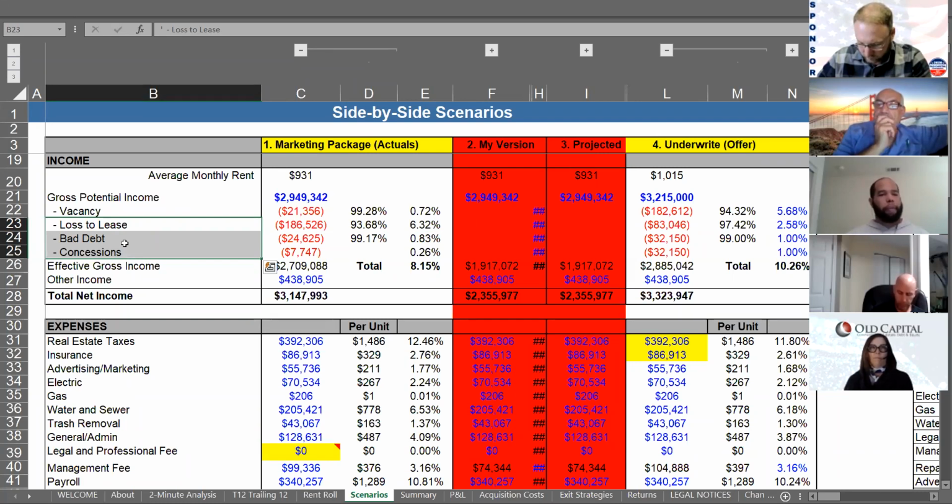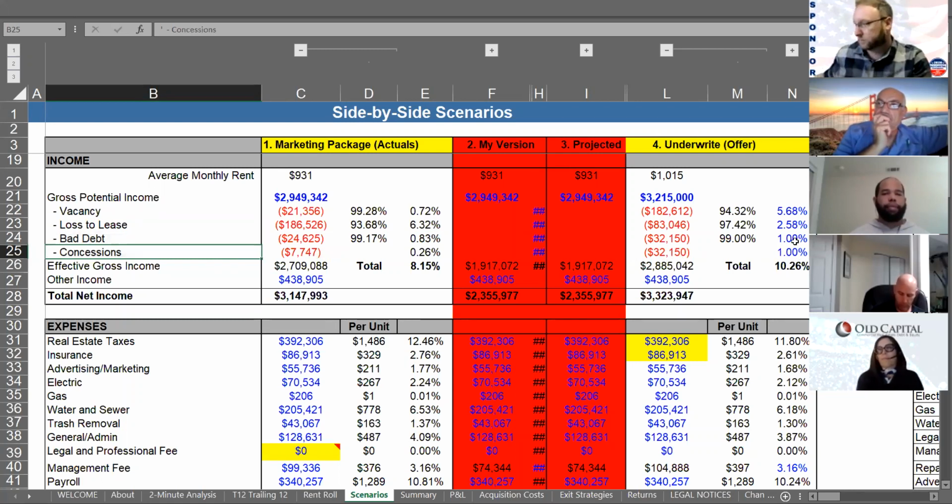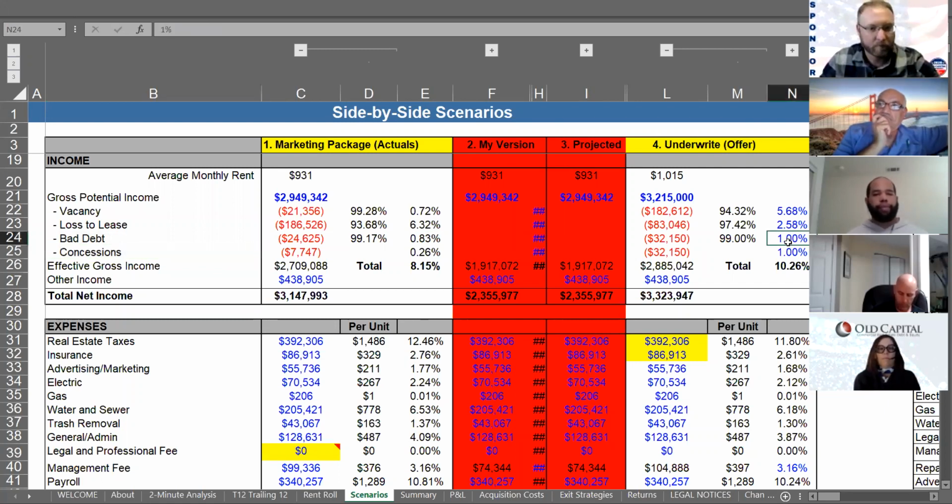Bad debt and concessions, of course they're bad. Hopefully, whatever the market is doing in that area, when you talk to your property manager, you're going to say you're running about right, or she may say, well, you need to bump that up a little bit. As for bad debt, you want to keep that to a minimum. That's your goal. Your concessions may fluctuate a little bit.